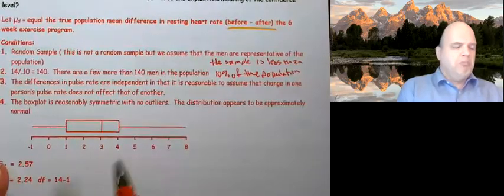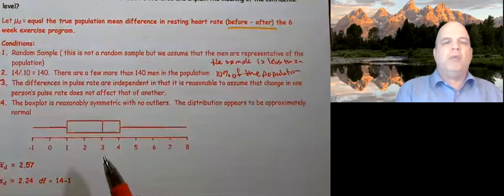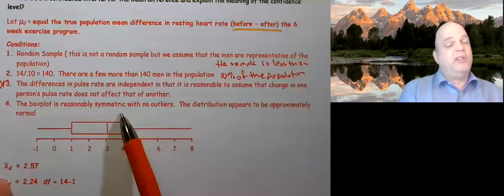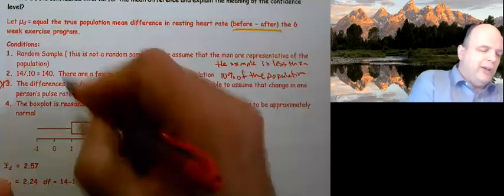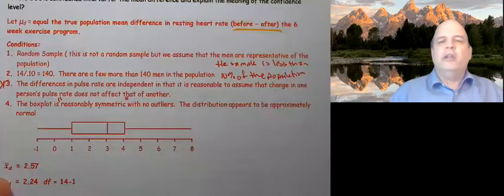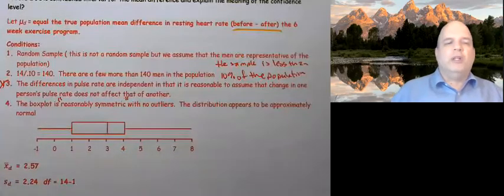As you can see, not really that symmetric, but with College Board, there's definitely no outliers. So the box plot, we're going to say it's "reasonably symmetric." Probably should put these in quotes. "With no outliers, the distribution appears to be approximately normal."